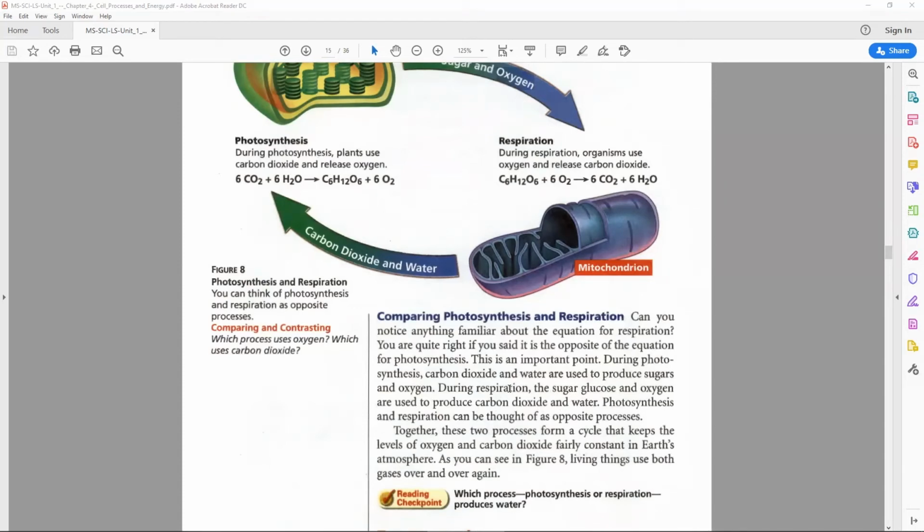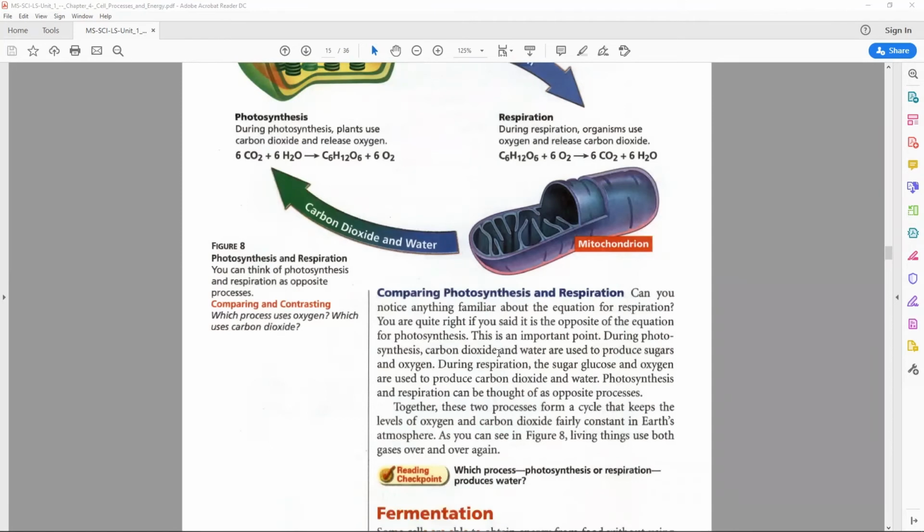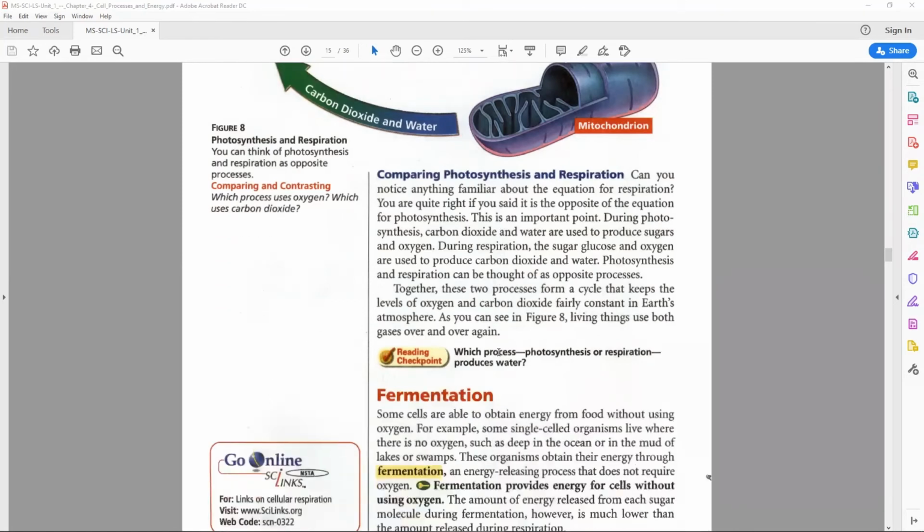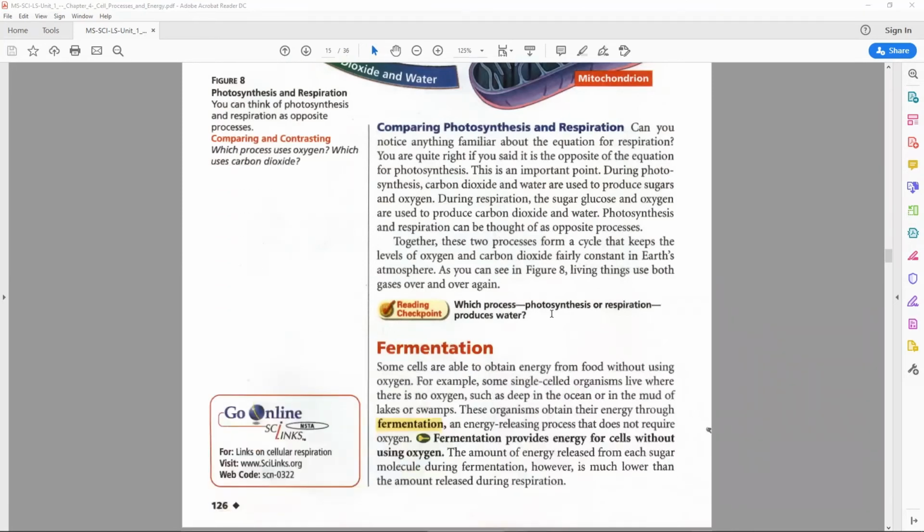Photosynthesis and respiration can be thought of as opposite processes. Together, these 2 processes form a cycle that keeps the levels of oxygen and carbon dioxide fairly constant in Earth's atmosphere. As you can see in figure 8, living things use both gases over and over again. Reading checkpoint: which process, photosynthesis or respiration, produces water?